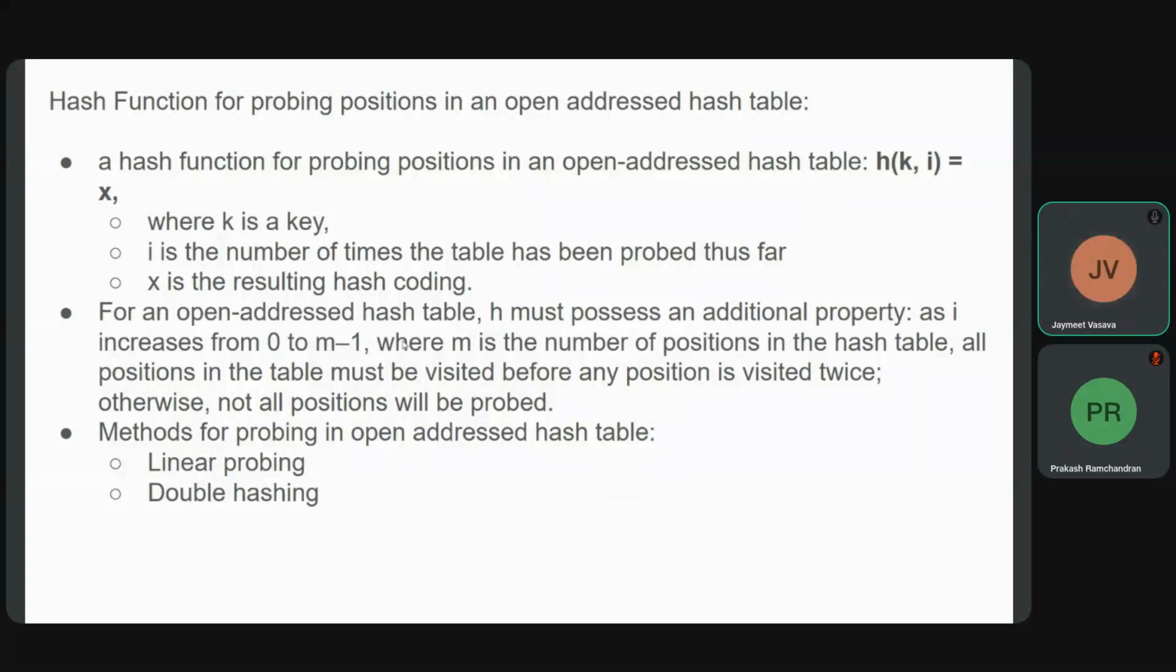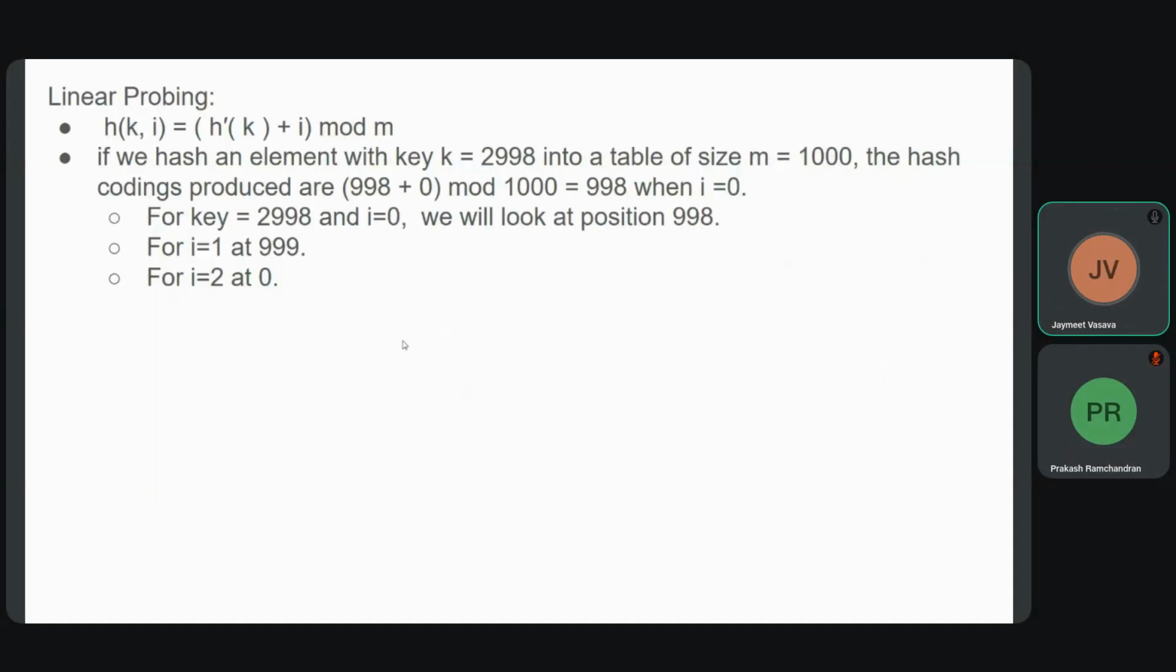Methods for probing in an open address hash table are linear probing and double hashing. We'll start with linear probing now. Linear probing is h of k, i equals h dash of k plus i, mod m.